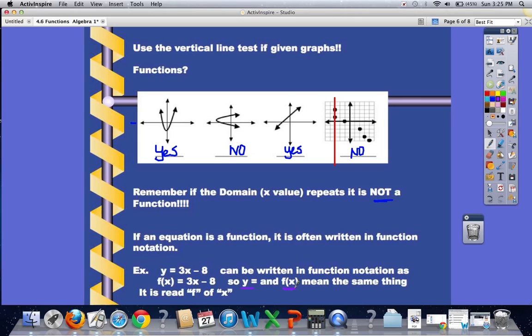So sometimes you're going to have equations that are written in function notation, and sometimes they'll be in y equals. Either way, you may type either one of these in your y equals on your calculator. It's the same thing. Okay, and remember, it is read f of x, a function of x. That function of x means they're going to give us x values, and we're going to plug those in just a minute.